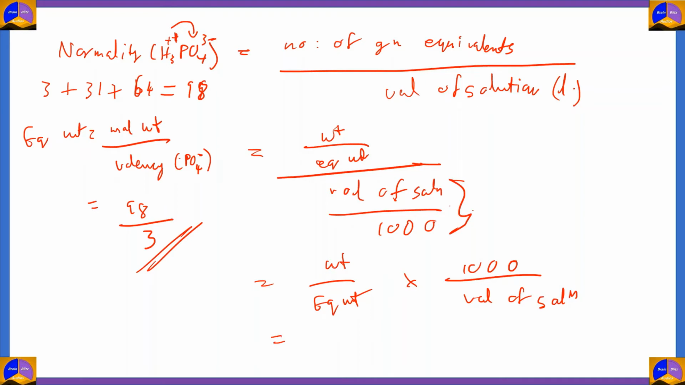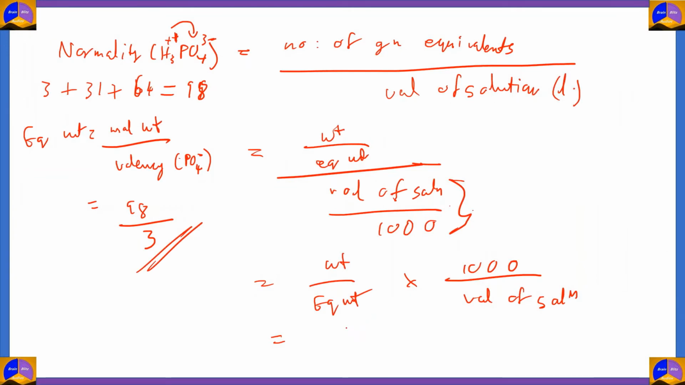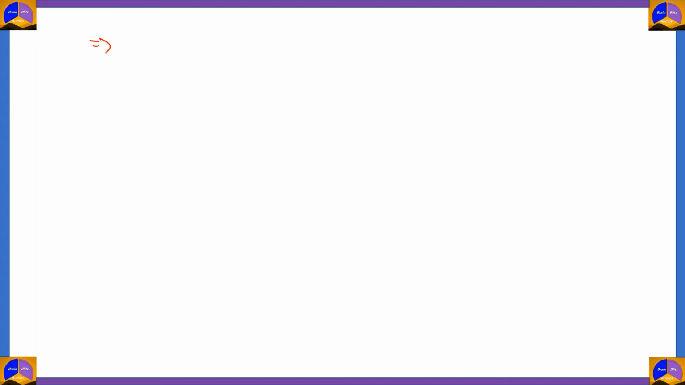And the actual weight is given here as 70% by weight. So in 100 gram solution, we'll have 70 grams H3PO4. So weight by equivalent weight will be 70 divided by 98 divided by 3 times 1,000 divided by 64.9. Which on calculating we'll get 70 times 3 because 3 comes to the numerator, divided by 98 times 1,000 divided by 64.9. Now let's cancel some terms.